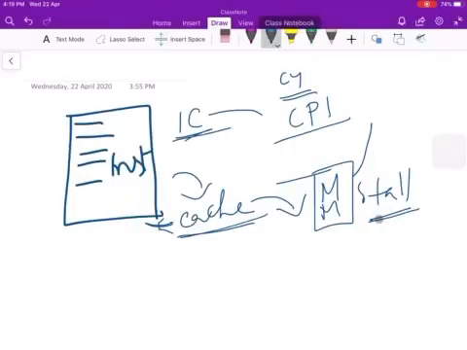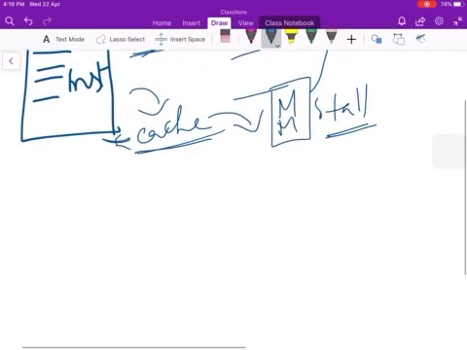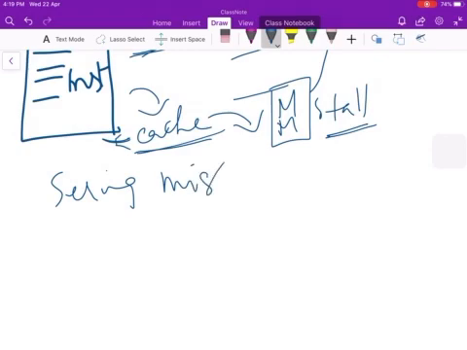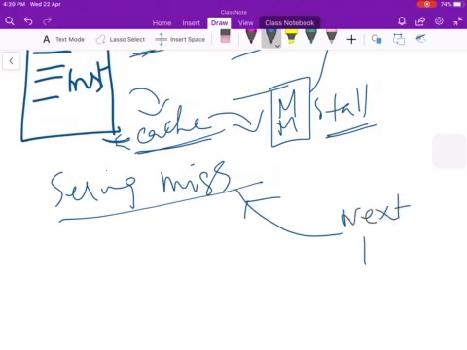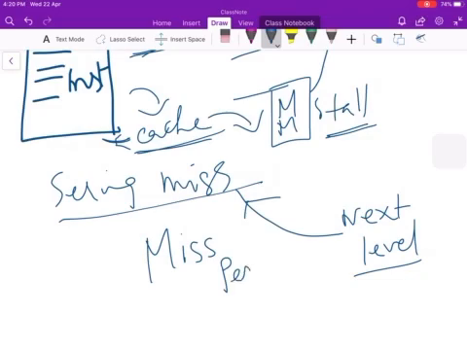What do we mean by serving a miss? Serving a miss is essentially bringing the things from the next level of memory. That's what is called serving a miss, and this is popularly known as the miss penalty. We have already seen the term in the first lecture. Miss penalty is to bring a block from the next level or the main memory to the cache.